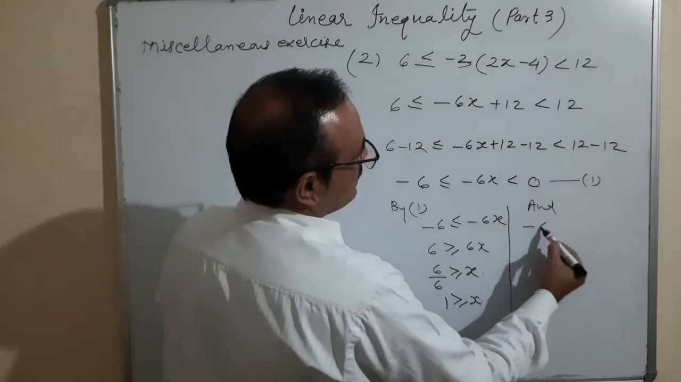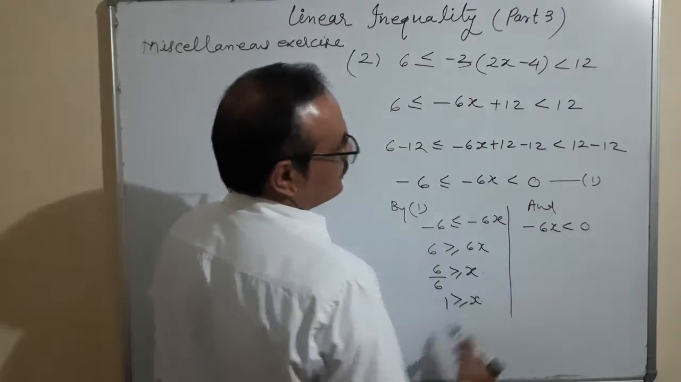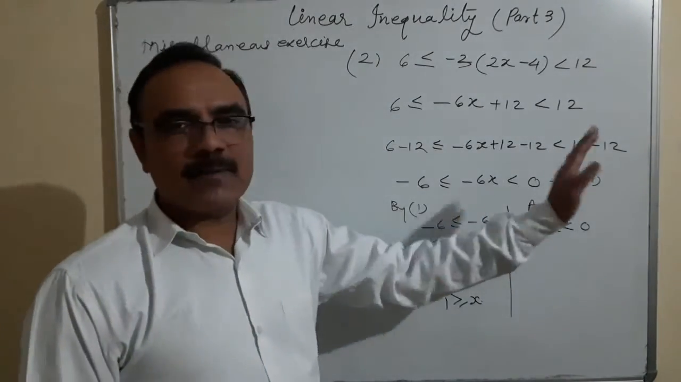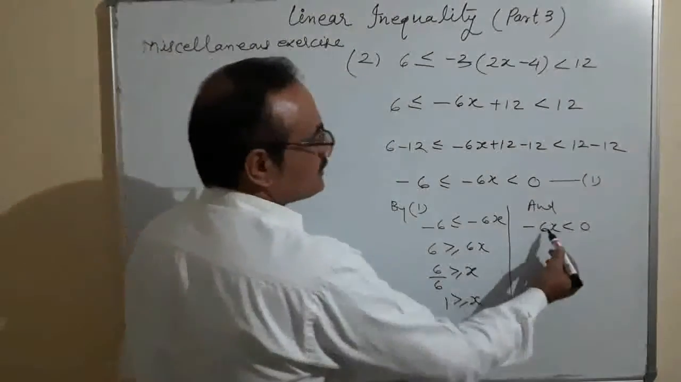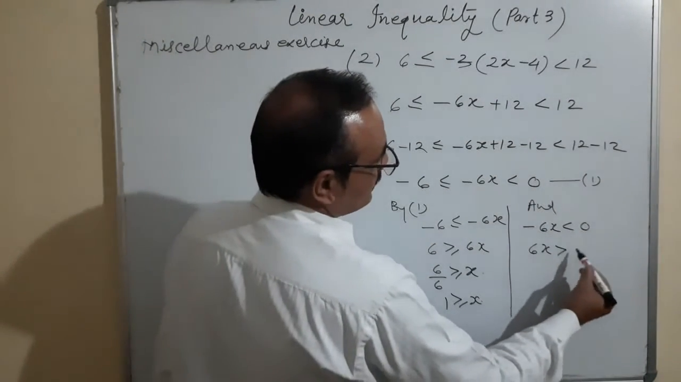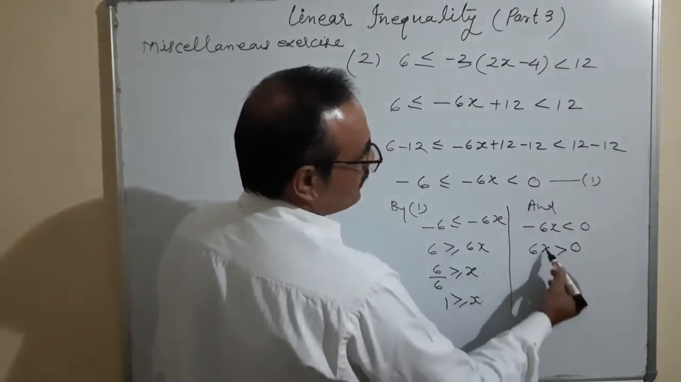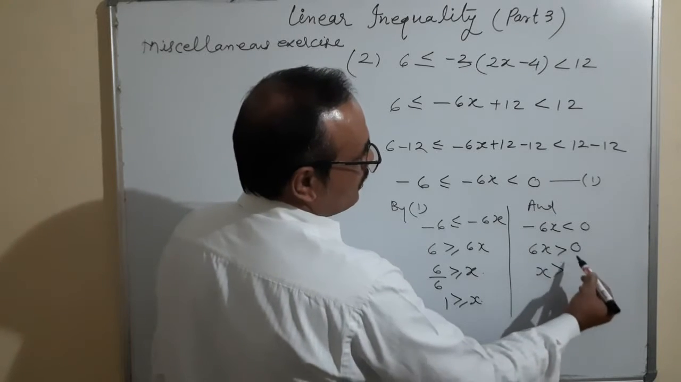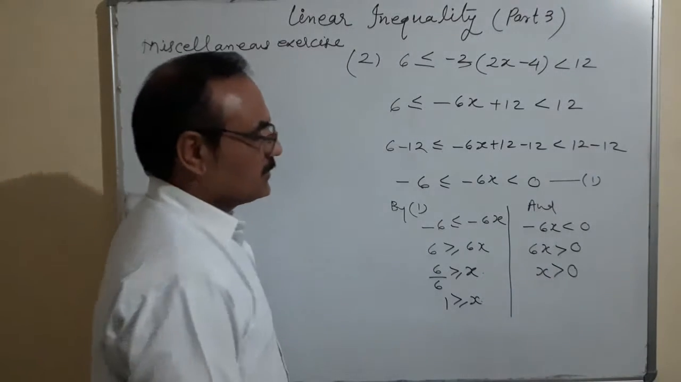The second condition: minus 6x is less than 0. If I multiply it by minus 1, then the inequality will change. So 6x is greater than minus 0, that means 0. That means x is greater than 0 upon 6, that means 0.